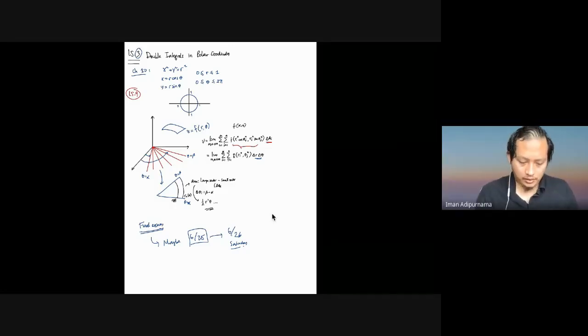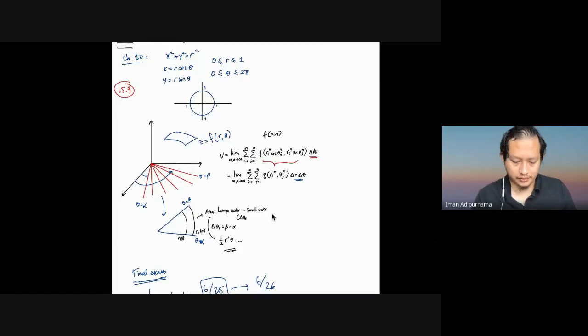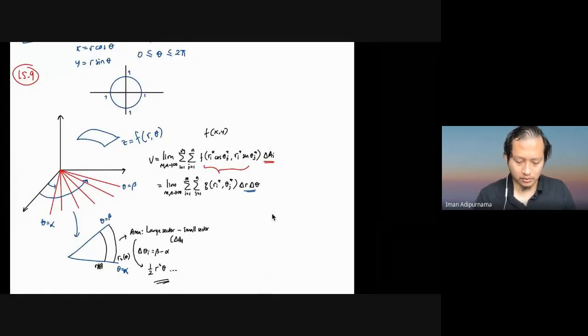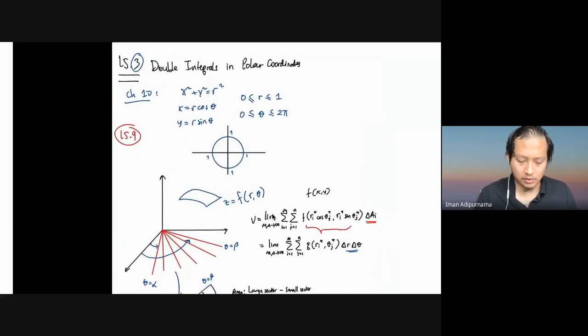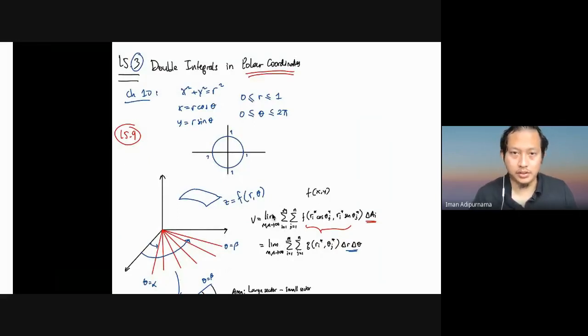And this is what we have discussed from Monday's lecture. Okay, now I want to break down what we have learned before. Now we are going to look at the integrals, double integrals in polar coordinates.